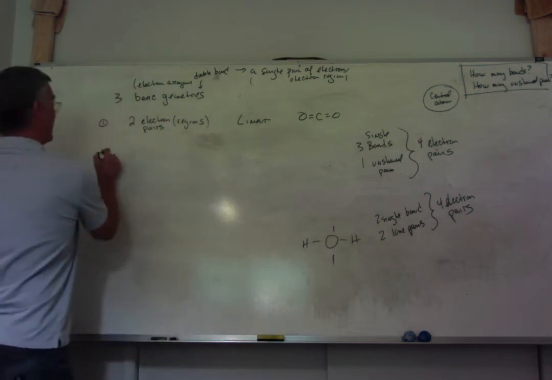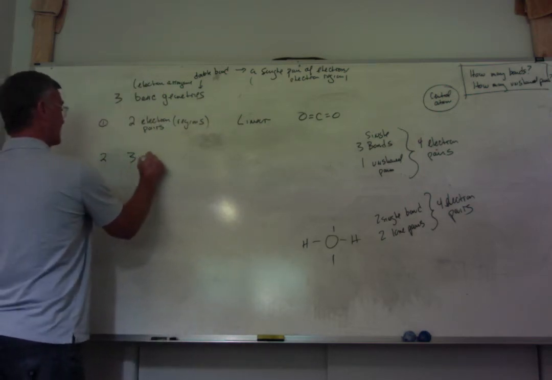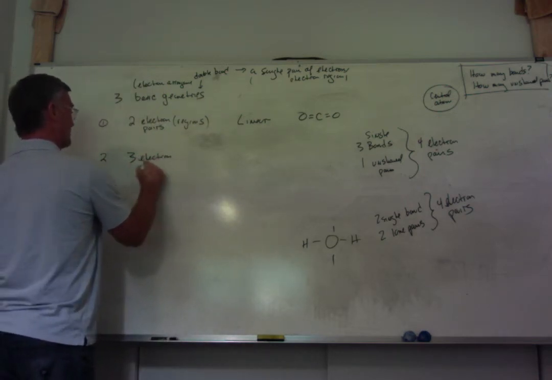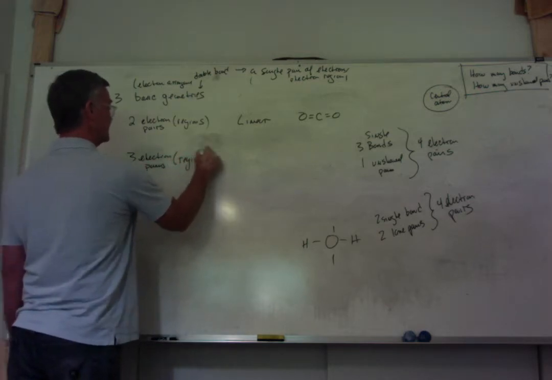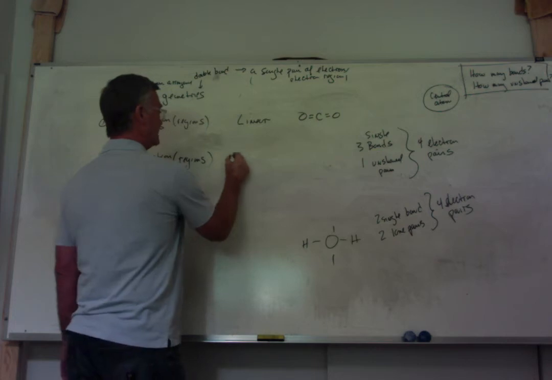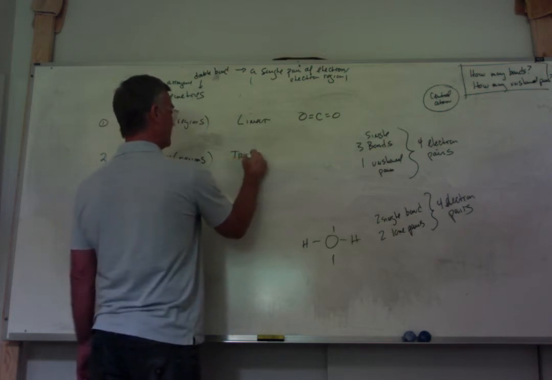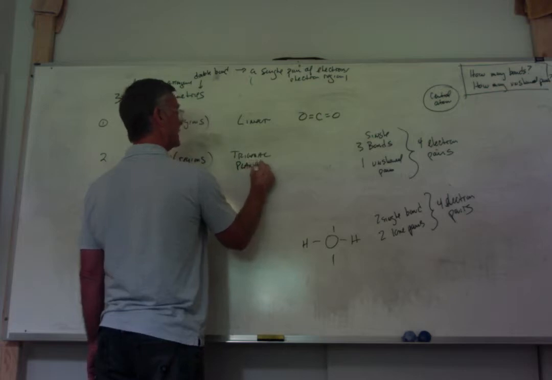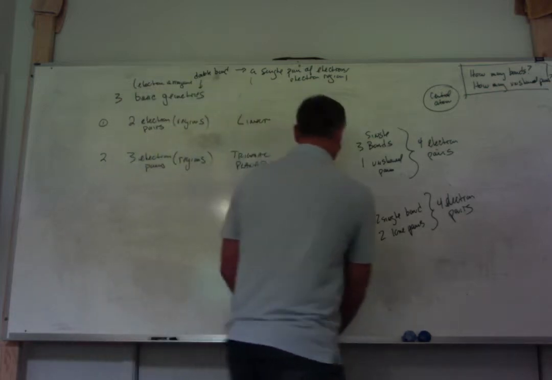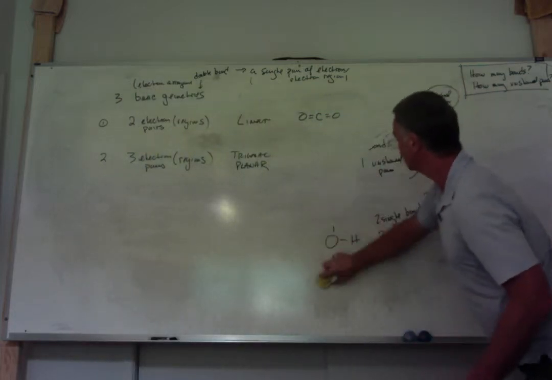the second possibility is that we have 3 electron pairs, or again, I would prefer regions, but I know what your book says. It says electron pairs. And this one we call trigonal planar. Trigonal planar. Now I want to explain that word for you.